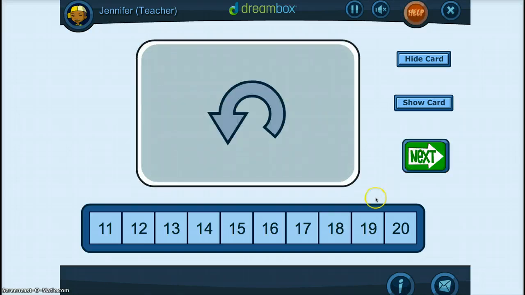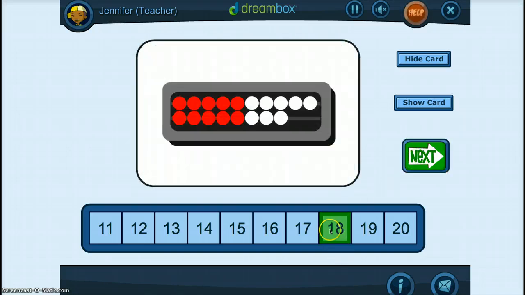Now I've got a different number, 18. How did I get 18? That's an example that you might want to ask students. How did you get 18? Well, some students might see 3 groups of 5 and 3 more. Some students might see 20 and 2 less. Some students might see 10, 5, and 3. So it lets students compose and decompose numbers to 20.